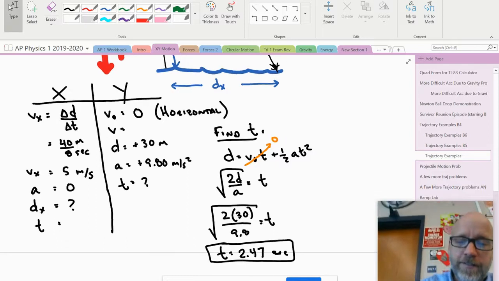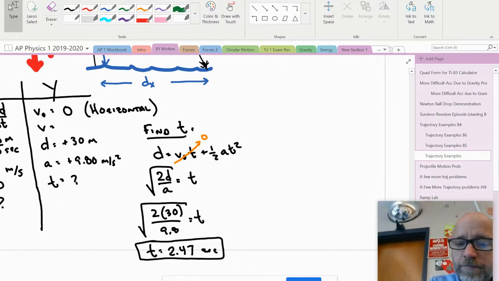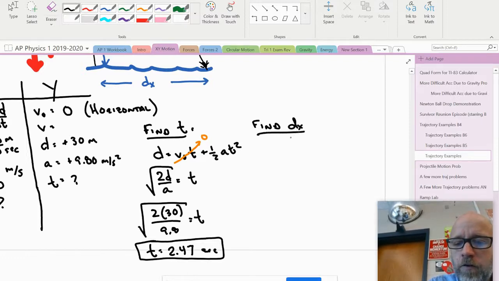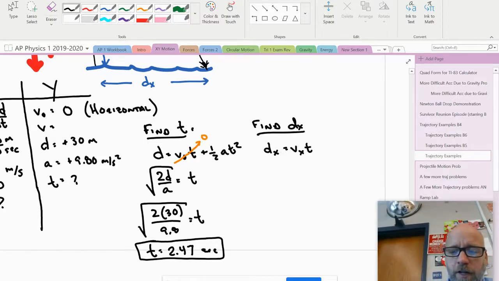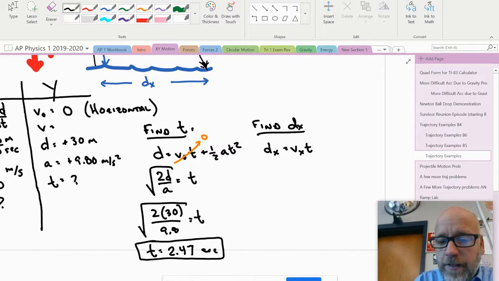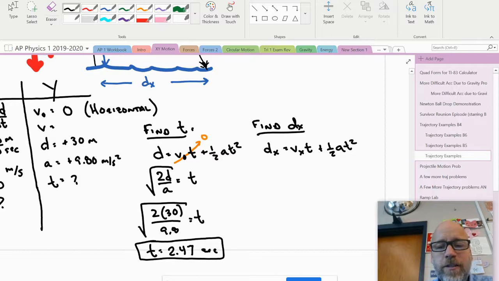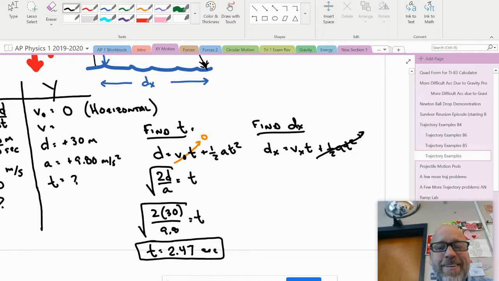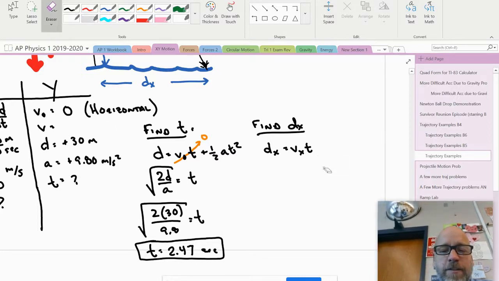So now, to find the distance it traveled, to find dx, I can just use the simplest formula out there. Distance is velocity times time. Now, just for kicks, watch. Look at the similarities. If I were to write down plus 1/2 AT squared, what's the acceleration in this case? Yeah, 0. See? Good. I'm going to erase that.